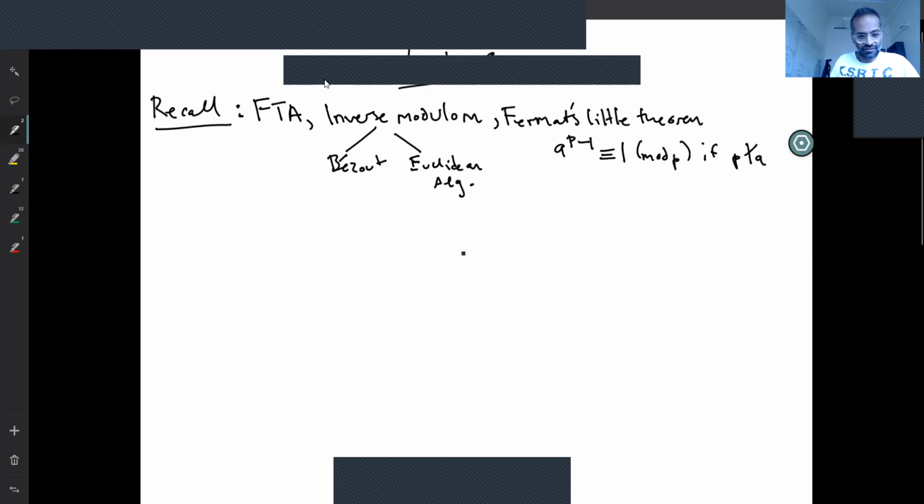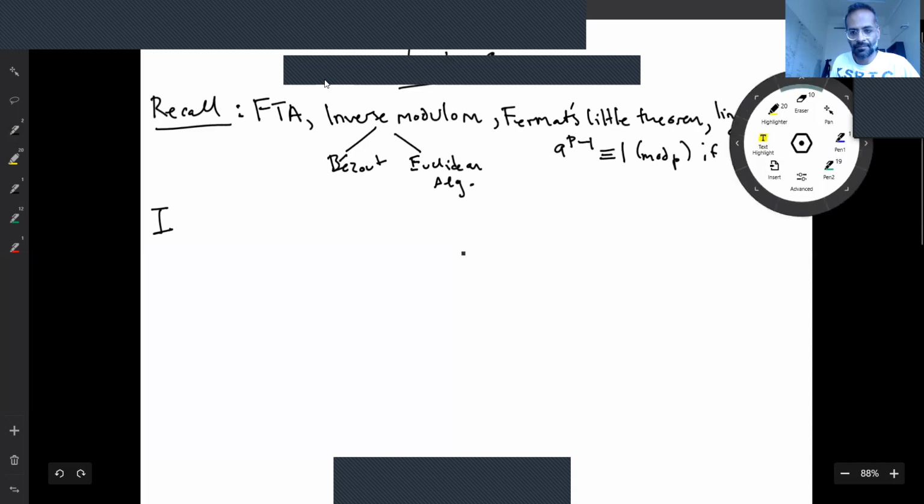So in this lecture, we're going to do 3 things. So one is, we did one more thing, which was we saw how to use inverses to solve linear congruences. Namely, an equation that looks like ax is congruent to b mod m.